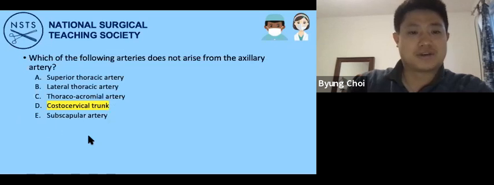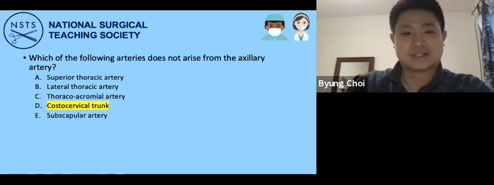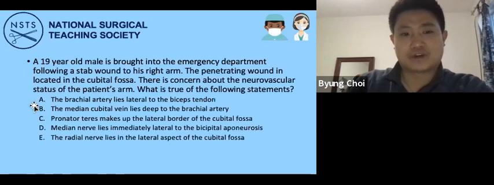And so the odd one out here is the costocervical trunk. And we know that it comes off the subclavian artery. Okay, so moving on.